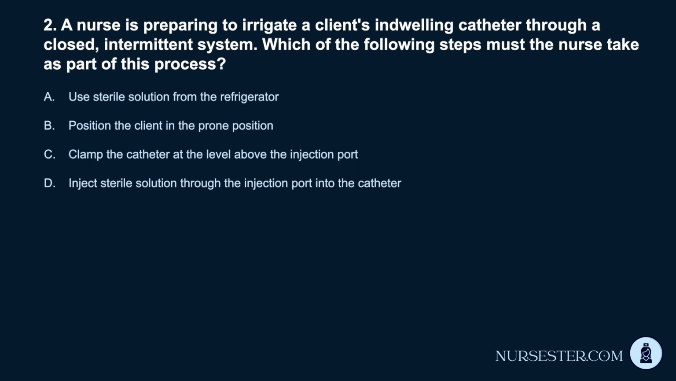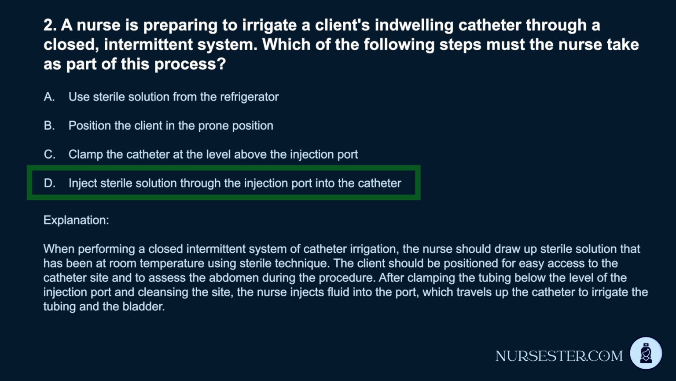2. A nurse is preparing to irrigate a client's indwelling catheter through a closed, intermittent system. Which of the following steps must the nurse take as part of this process? A. Use sterile solution from the refrigerator. B. Position the client in the prone position. C. Clamp the catheter at the level above the injection port. D. Inject sterile solution through the injection port into the catheter. Correct answer: D. Inject sterile solution through the injection port into the catheter.